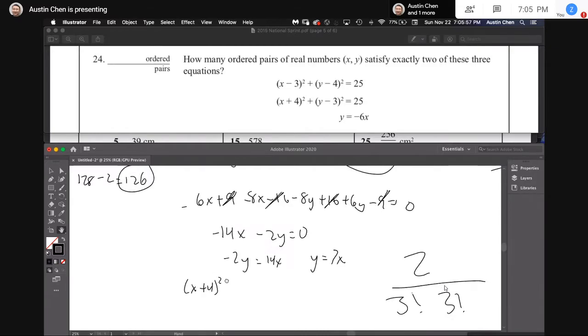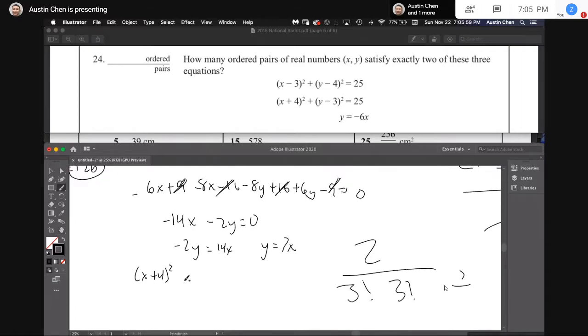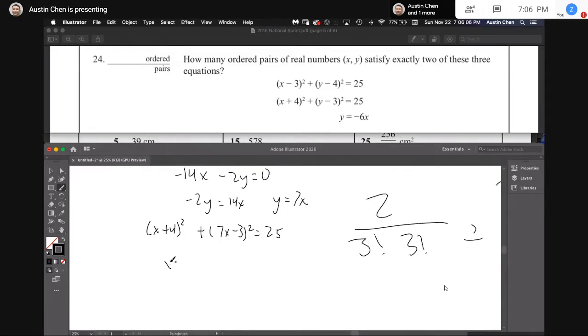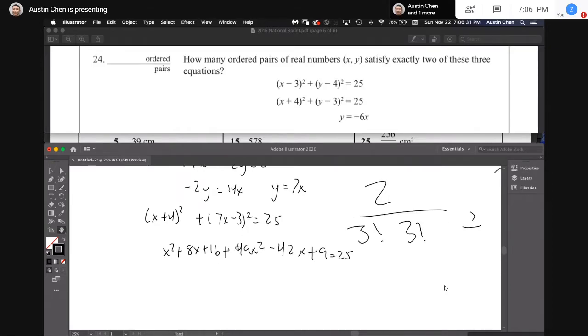So we can just plug it into this one. So we're going to have 7x minus 3 squared equals 25. So we're going to have x squared plus 8x plus 16 plus 49x squared minus 42x plus 9 equals 25. Maybe it's actually better and faster to do it by graphing. Yeah, it's probably a lot faster actually. So yeah, maybe that is a better method. So all right.